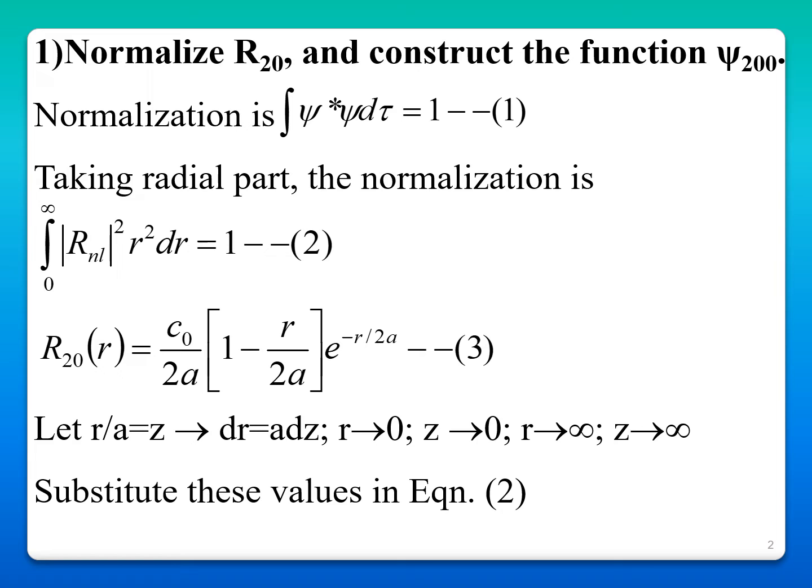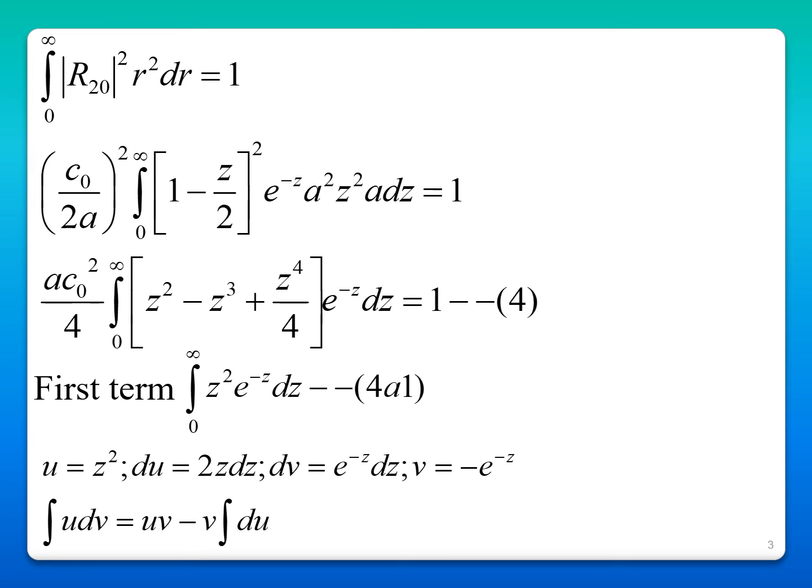So if r by a is z, r tends to 0 gives z tends to 0, and r tends to infinity gives z tends to infinity. Now you substitute all these values in the equation. So the integral from 0 to infinity of modulus of R20 squared r squared dr is equal to 1. If you substitute this value, it is C0 by 2a the whole square, integral from 0 to infinity of 1 minus z by 2 whole squared, e power minus z, a squared z squared a dz, equal to 1. So it is a C0 squared by 4, integral from 0 to infinity of z squared minus z cube plus z power 4 by 4, into e power minus z dz, equal to 1.